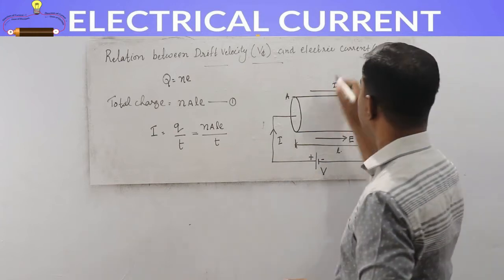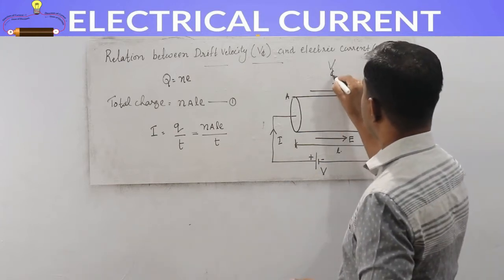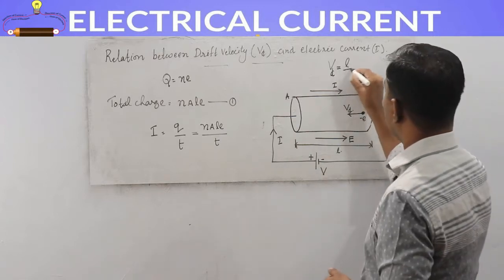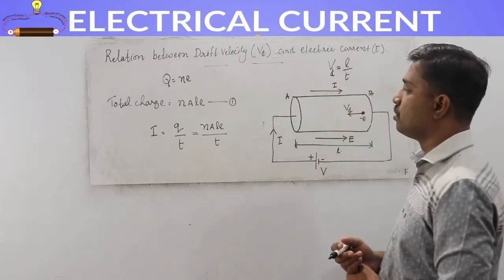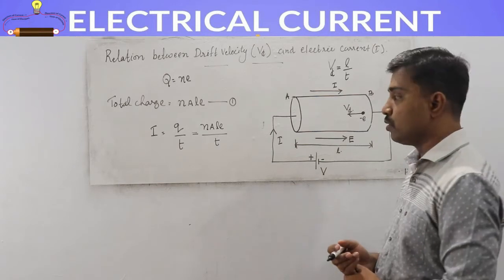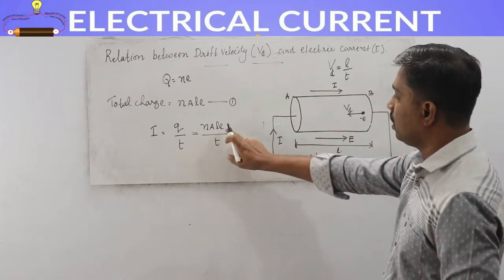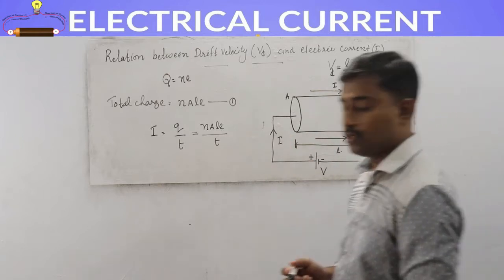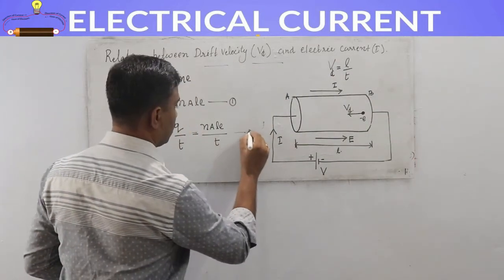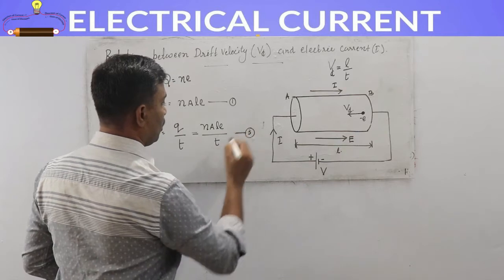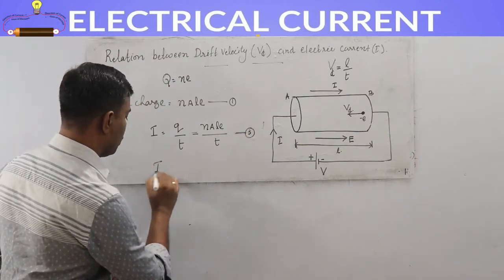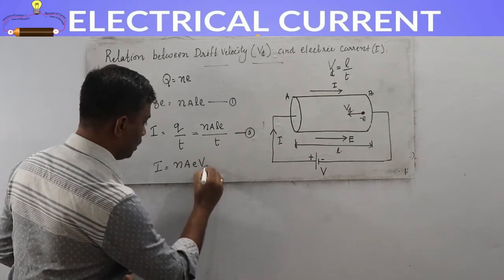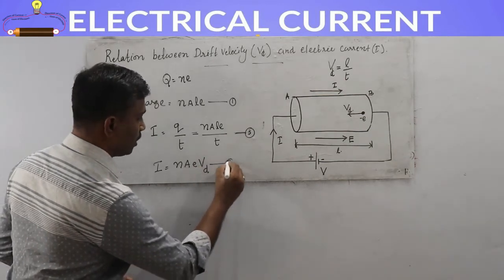So we can write the drift velocity. The velocity of the electron, Vd is equal to L by t. So in this equation, instead of L by t, we can write Vd. So we can write this equation number 3 as I is equal to nAeVd. That's equation number 4.